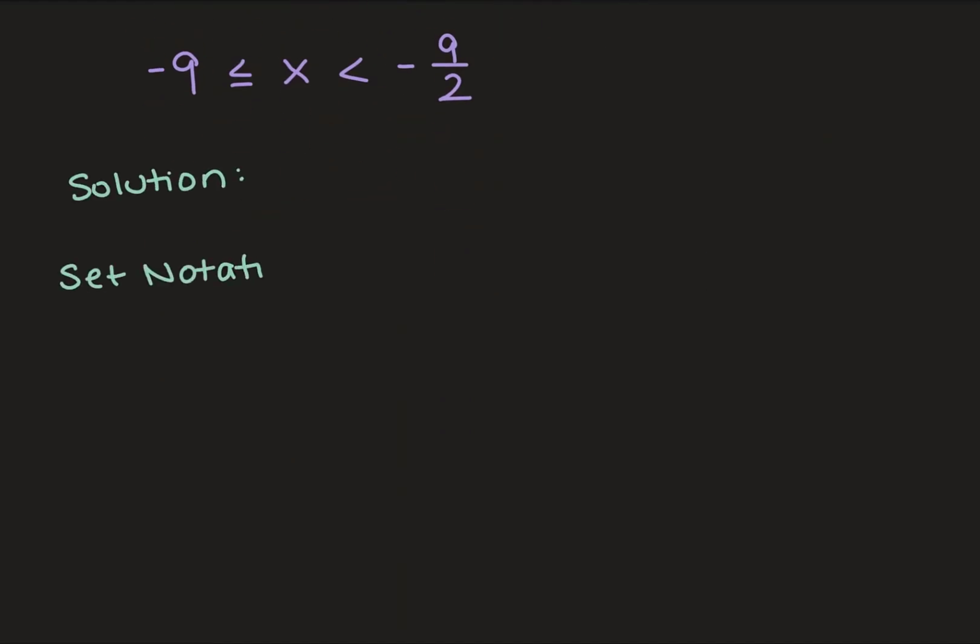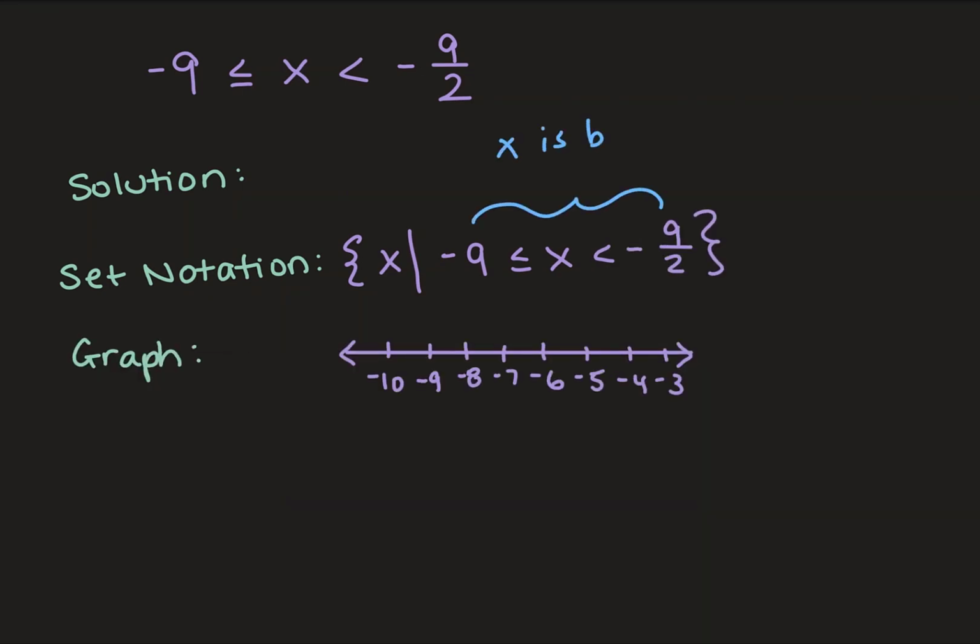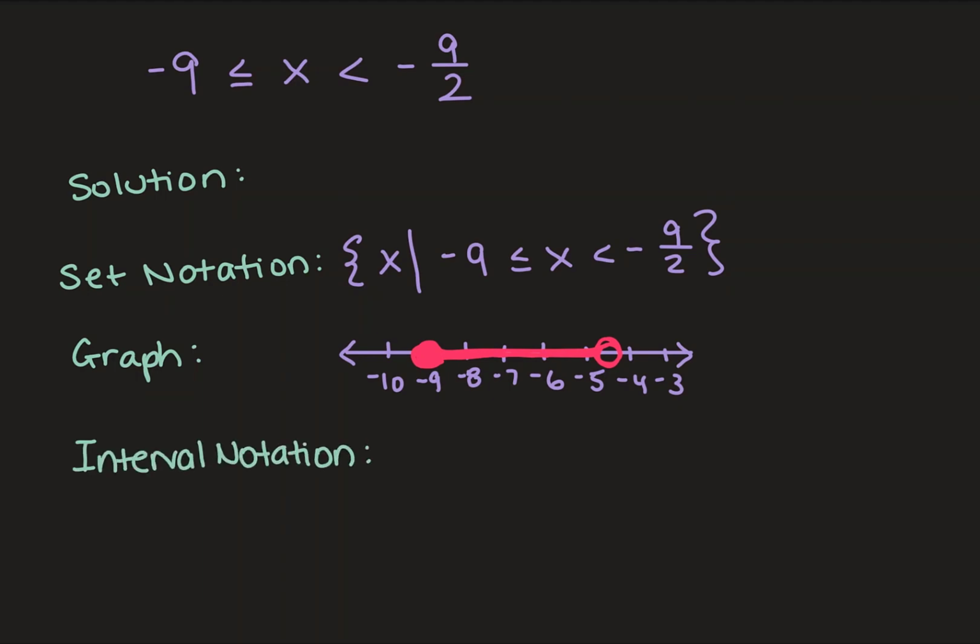And now to express our solution in set notation, and then on a graph, x is between negative 9 and negative 9 over 2, which is the same as negative 4.5. So we place a closed circle at negative 9 and an open circle at negative 9 over 2, and then shade everything in between. Then the solution in interval notation, we have a minimum at negative 9 with a bracket, and a maximum at negative 9 over 2 with a parentheses.